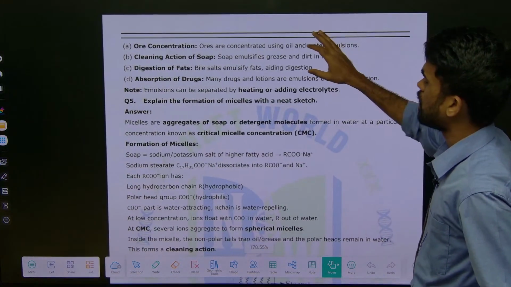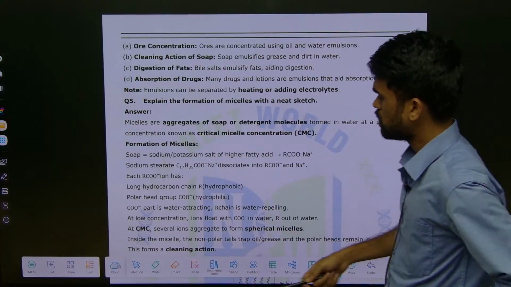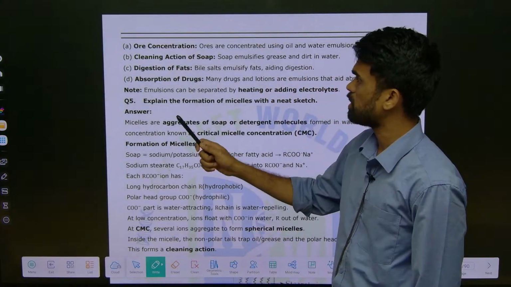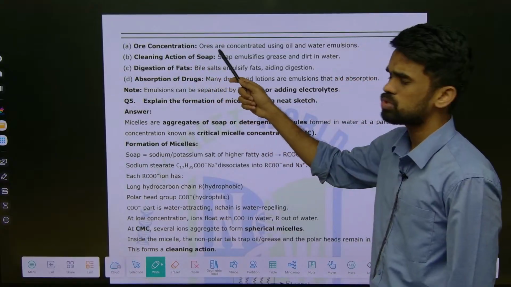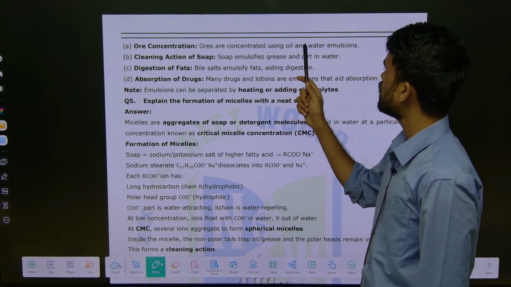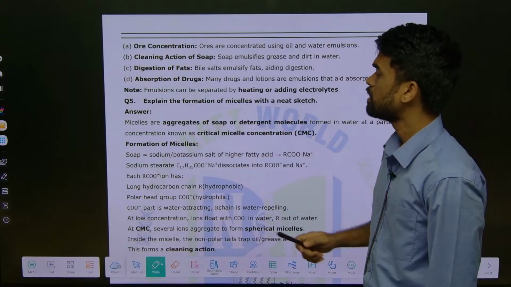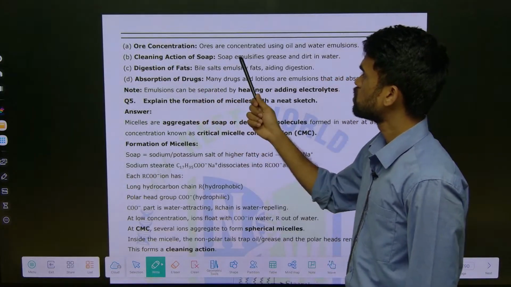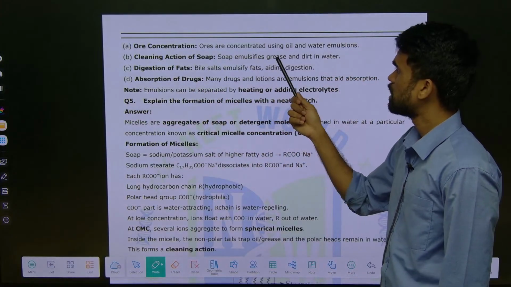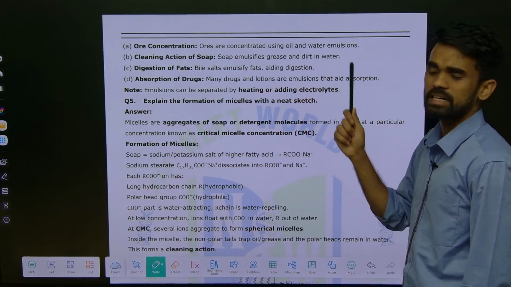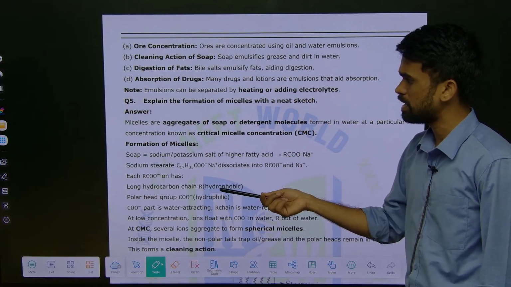So these are some applications. Where do we use emulsions? Ores can be concentrated using oil and water emulsions. Next, cleaning action of soap. Soap emulsifies grease and dirt in the water. That's what we'll study here, micelles.